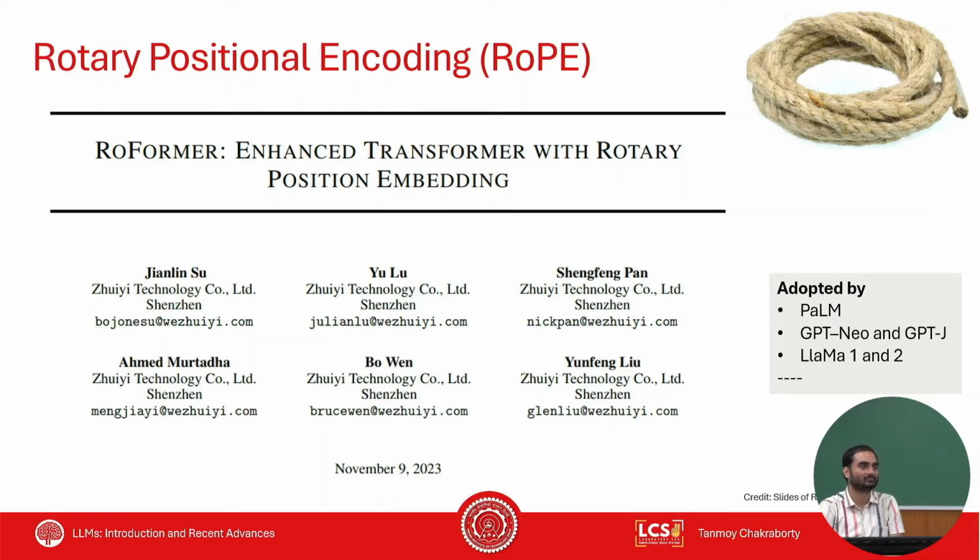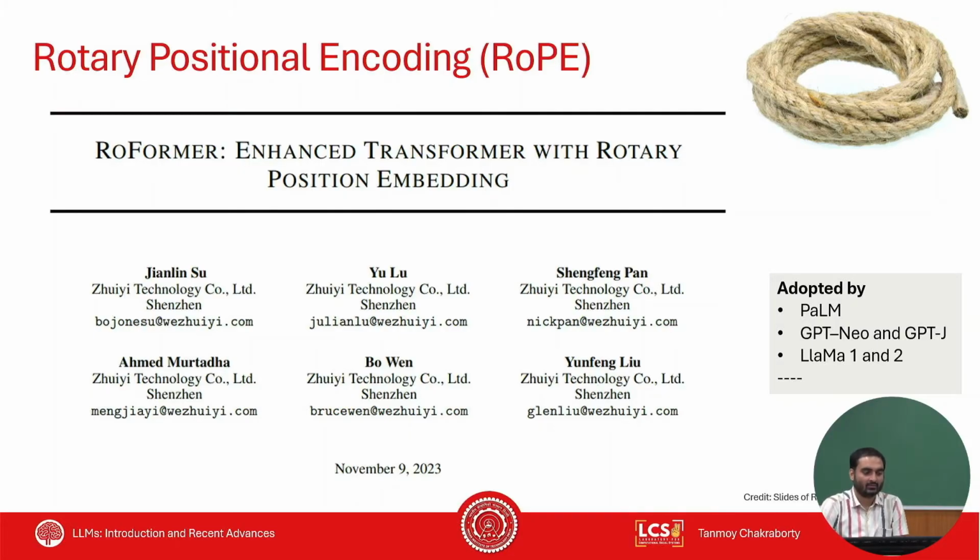Okay, so let's move on to the very recent one. In this paper, it is called Rotary Positional Encoding. This was uploaded in 2023, and since then recent methods like PaLM, GPT-Neo, GPT-J, Llama 1, 2, all these models are basically using this positional encoding. Nobody uses the sinusoidal representation. The idea behind this is a bit complicated, but very different from the sinusoidal approach.